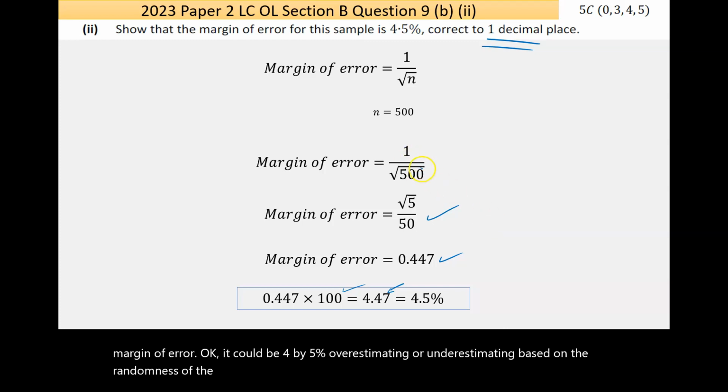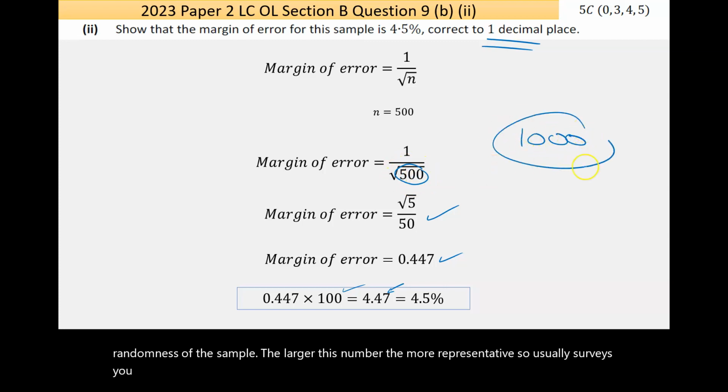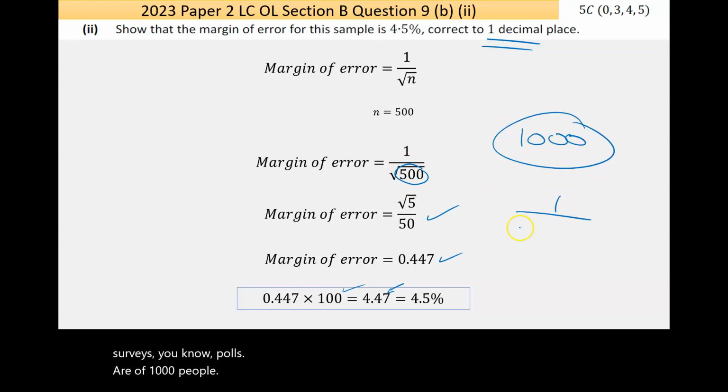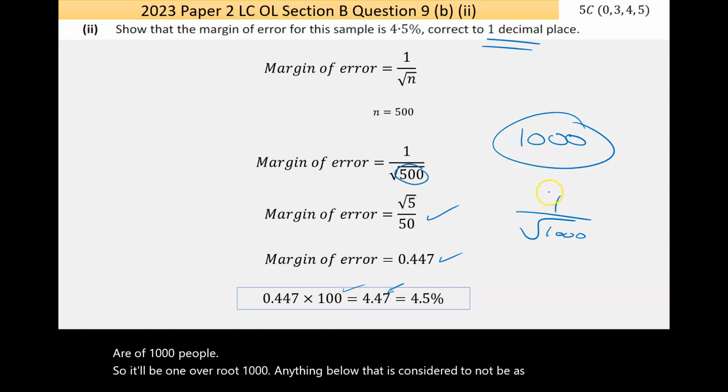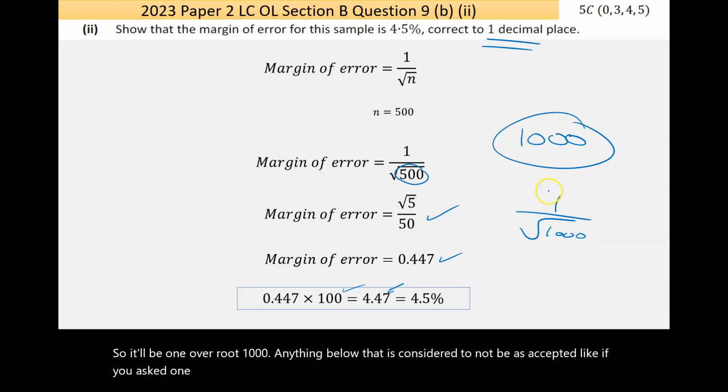The larger this number, the more representative. So usually surveys or polls are of 1,000 people. So it'd be 1 over root 1,000. Anything below that is considered to not be as accepted. Like if you asked one person, 1 over root 1 times 100 would be 100% margin of error. You could be right or wrong because only one person was asked.